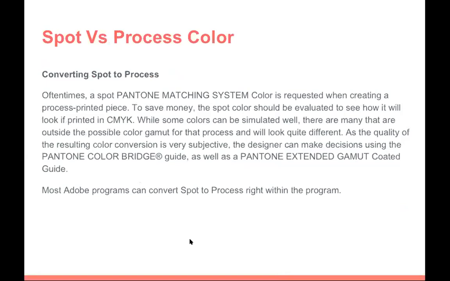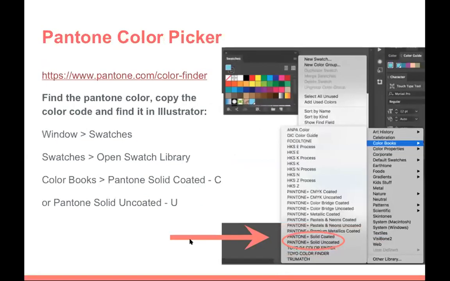While some colors can be simulated well, there are many that are outside the possible color gamut for that process and will look quite different. As the quality of the resulting color conversion is very subjective, the designer can make decisions using the Pantone Color Bridge Guide, as well as the Pantone Extended Gamut Coated Guide. Most Adobe programs can convert spot to process right within the program. So there are options to do that. It's just good to know that maybe there's not a big shift in the color change. Sometimes you'll find clients do not want the logo to look any different than it looks on any other pieces. So they want to keep that spot color. Obviously, if they're willing to pay for it and it's in the budget, then that's fine. You'll just do both processes.